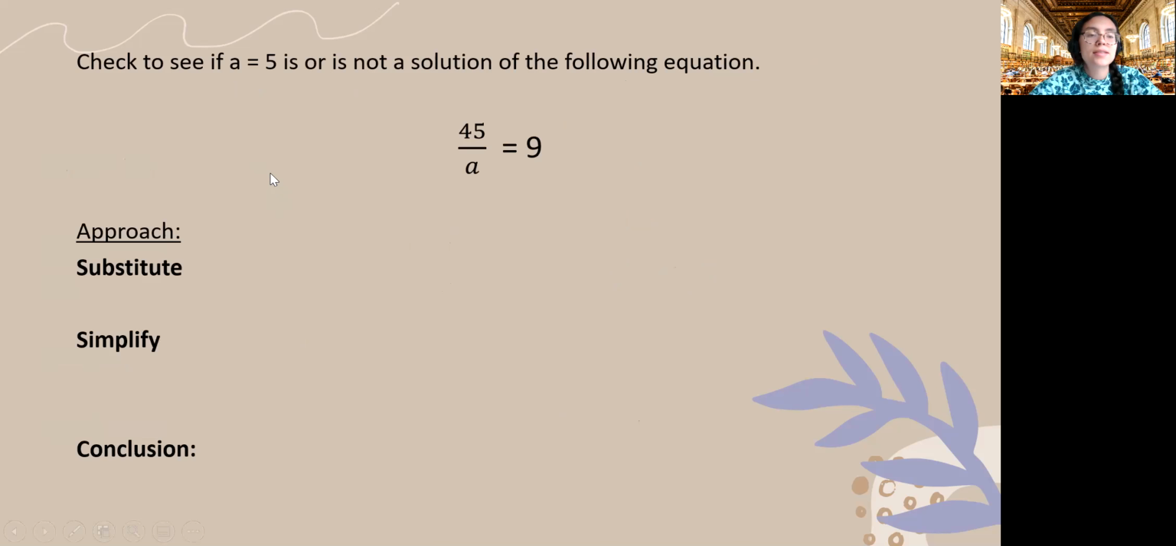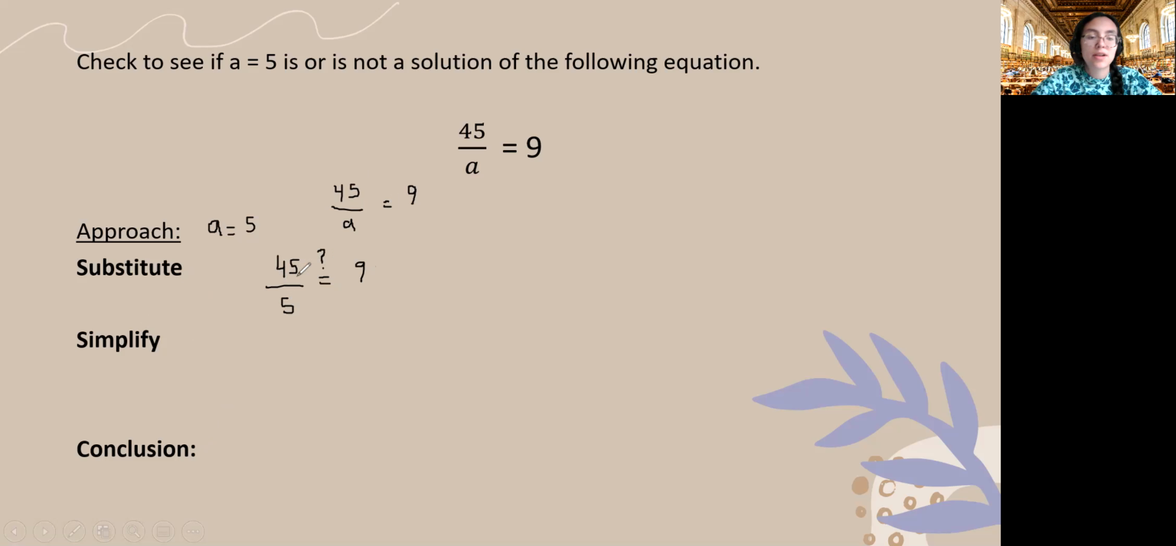And now we're asked to see if a is equal to 5 is or is not a solution for the following equation. So we have 45 divided by a is equal to 9. Our approach is the same. We're going to substitute a is equal to 5 into 45 divided by a is equal to 9, and then we're going to simplify and make a conclusion if a is equal to 5 is a solution. So let's get started. I have 45 divided by a. I'm going to substitute 5, and we want to know if this is equal to 9.